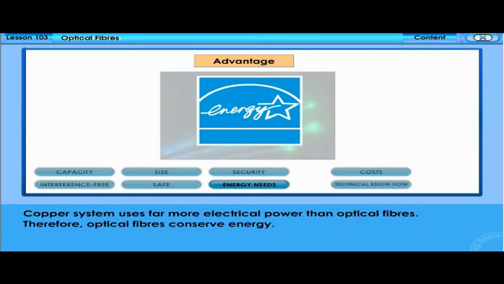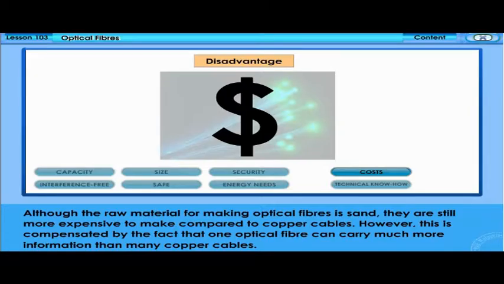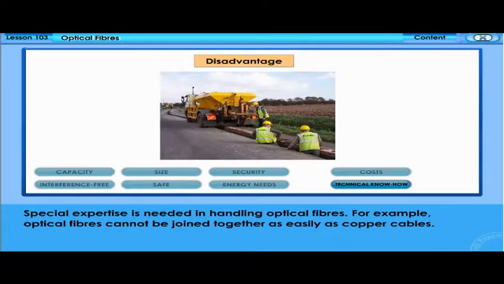Copper systems use far more electrical power than optical fibers. Therefore, optical fibers conserve energy. Although the raw material for making optical fibers is sand, they are still more expensive to make compared to copper cables. However, this is compensated by the fact that one optical fiber can carry much more information than many copper cables. Special expertise is needed in handling optical fibers. For example, optical fibers cannot be joined together as easily as copper cables.